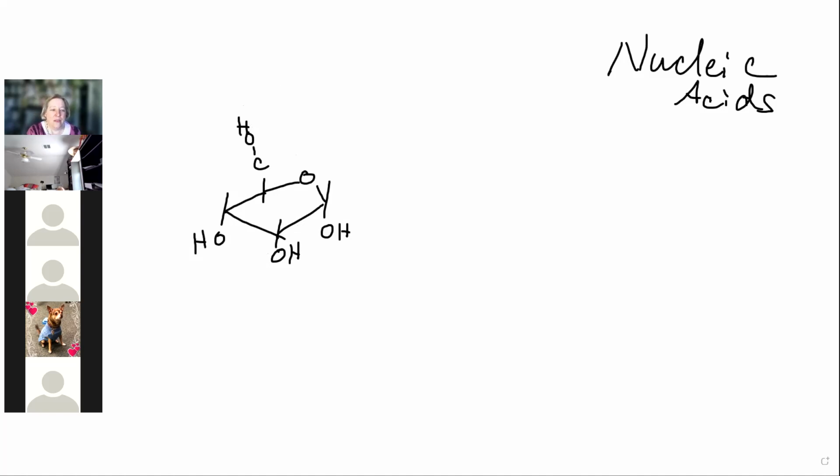So this is a sugar. Now I'm going to modify this to make a nucleic acid. So the first thing is through a dehydration reaction, I'm going to add a phosphate group. Now, normally with the phosphate groups, we tend to abbreviate them as this, but this is the actual structure.